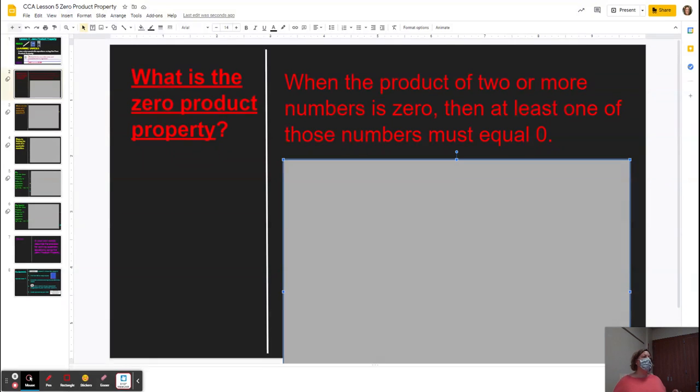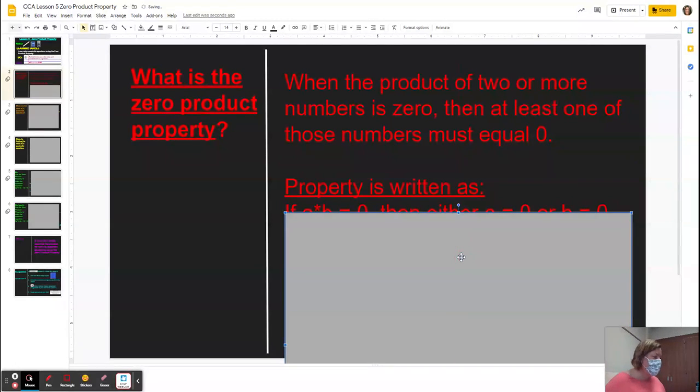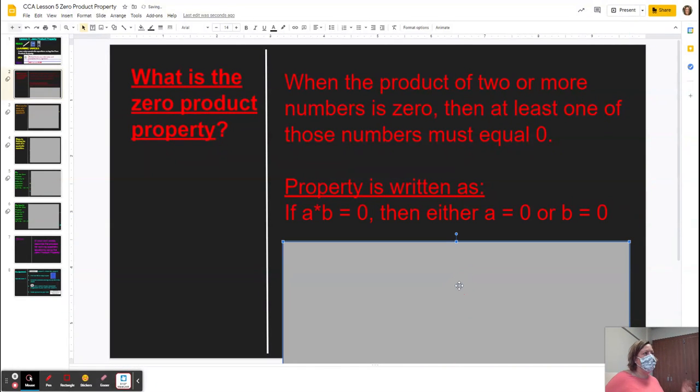So if you think about what we've talked about with quadratics and working on factoring in your head, maybe you're thinking, oh, I bet one of those factors we're probably going to have to make equal to 0. So you might see it officially written as if A times B equals 0, then either A equals 0 or B equals 0. Again, it just means when your answer is 0, when you multiply, one of the two things has to equal 0. Sometimes it's both.